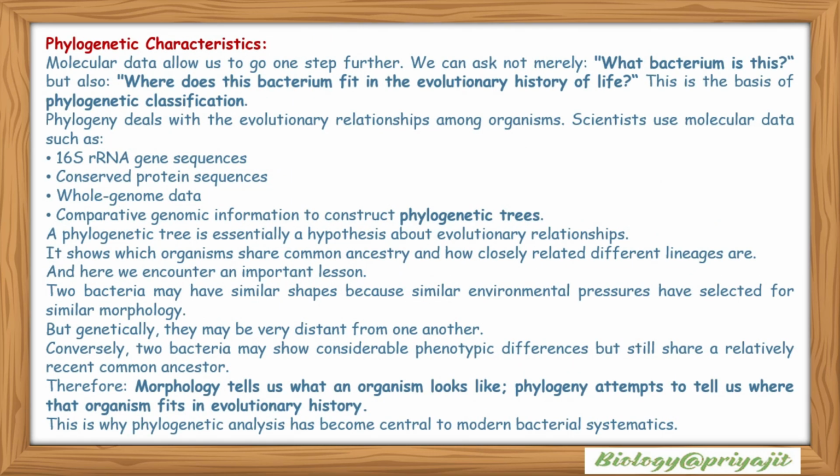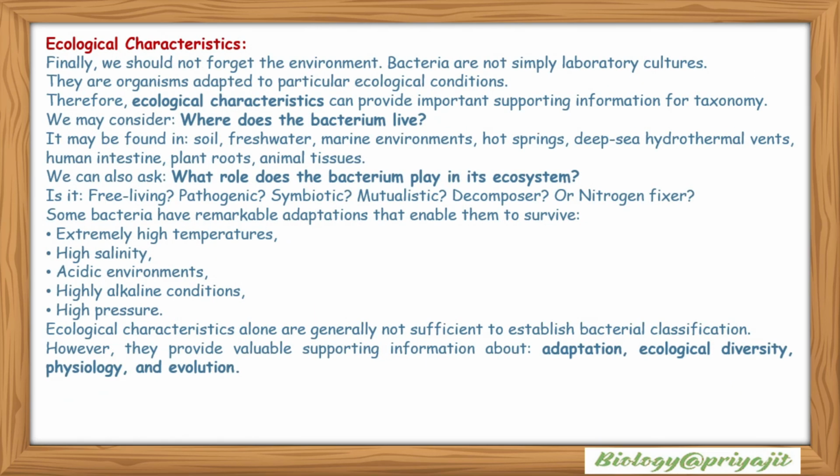Molecular phylogenetic characteristics. Molecular data allow us to go one step further. We can ask not merely what bacterium this is, but also where this bacterium fits into the evolutionary history of life. This is the basis of phylogenetic classification, using 16S rRNA gene sequences, conserved protein sequences, whole genome data, and comparative genomic information to construct phylogenetic trees. So morphology tells us what an organism looks like, but phylogeny attempts to tell us where that organism fits in evolutionary history.